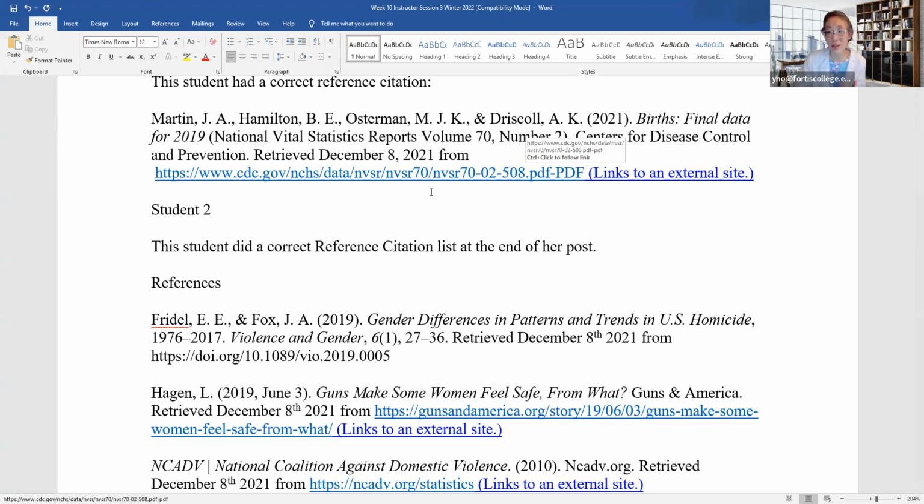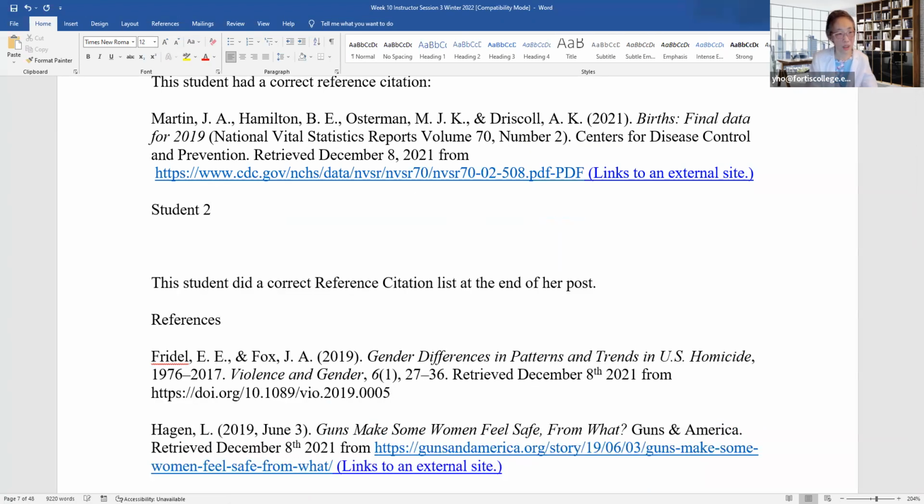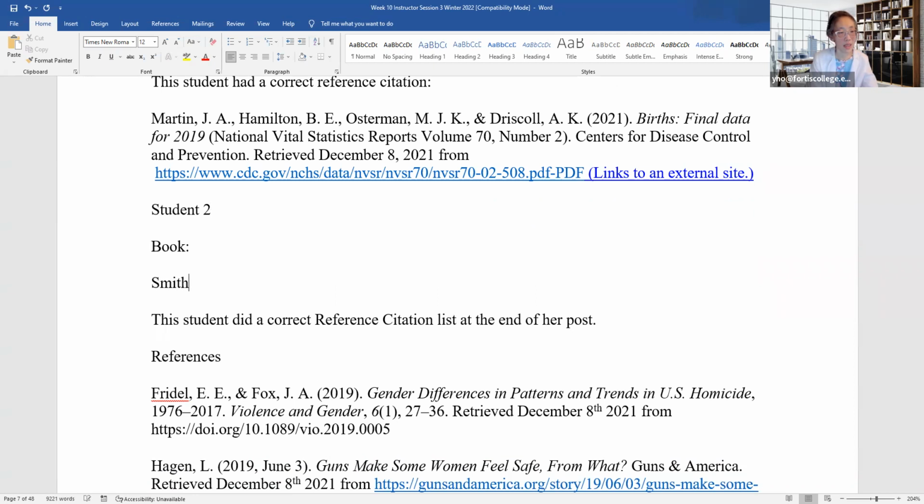Is that clear? If we're using a book instead of a website, do you still need a retrieved date? No, you don't need to write the date retrieved. Then it would just end with publication. So if I had a book, it would be Smith P, somebody's name, and then 2002, name of book is Obesity, all right?